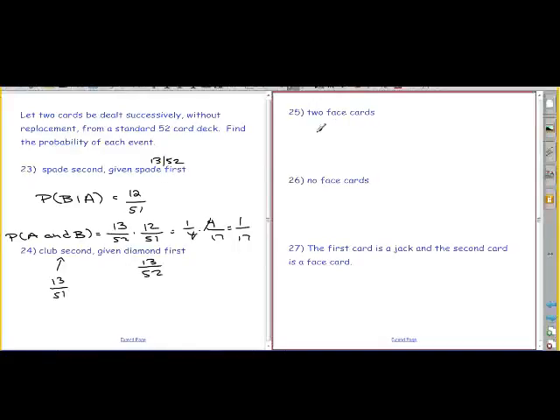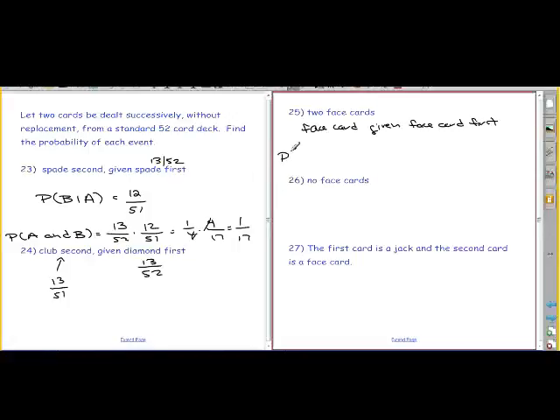Okay, so let's see if you guys can figure this one out. In this case, it's not given that, it says 2 face cards. So the way to look at that is, there are really 2 parts to this. What's the probability of picking a face card given a face card first? Okay, so that's the conditional probability question.